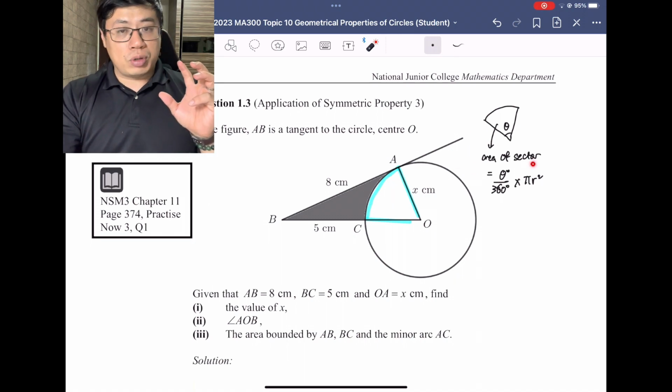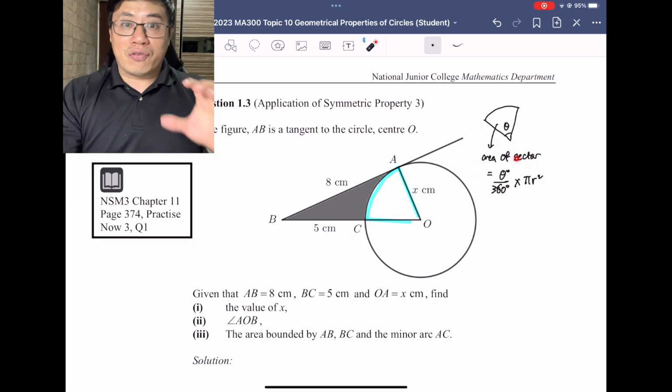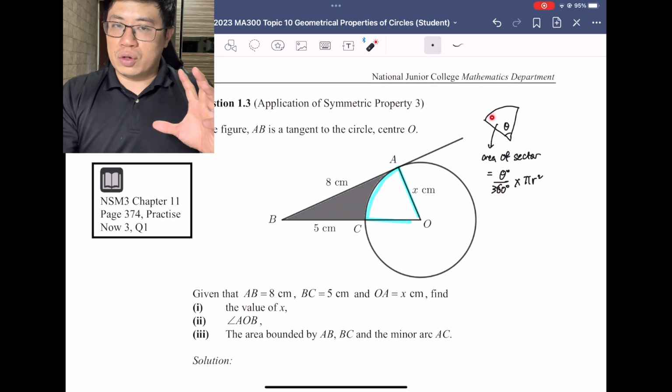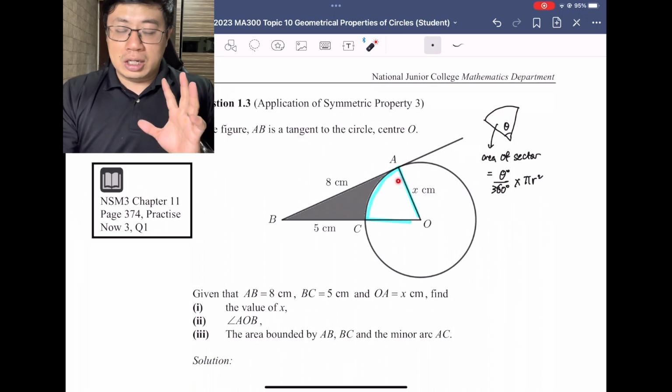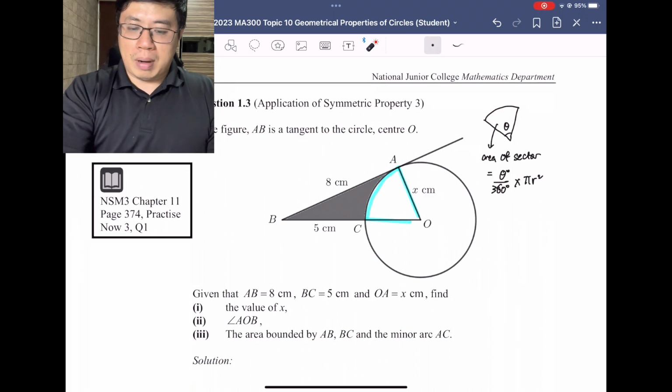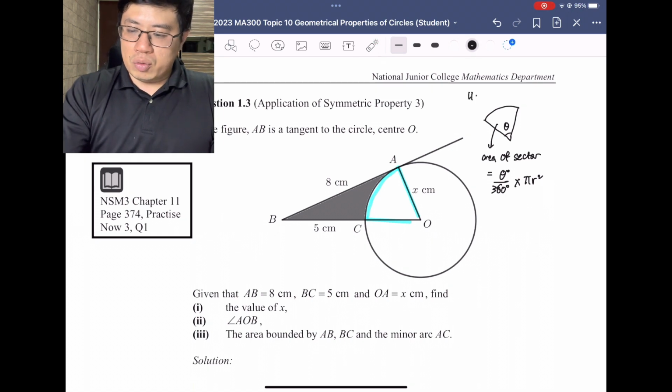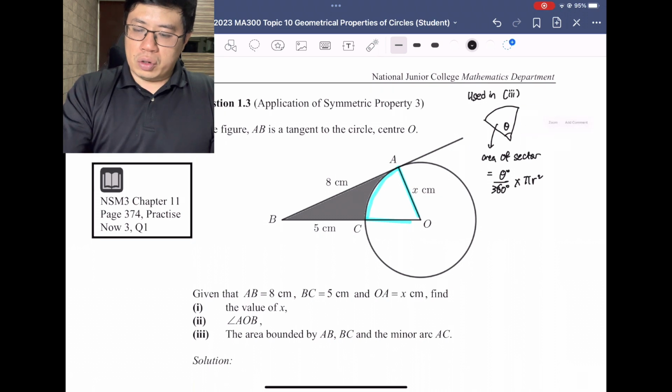I'm just going to put this formula here because it's a bit unfair that we have to bring some topic 11 stuff here. So just be prepared, I'm going to use this formula in part 3. Just for your note.